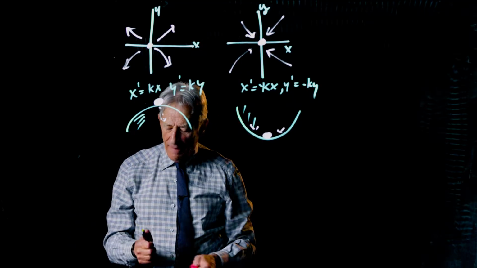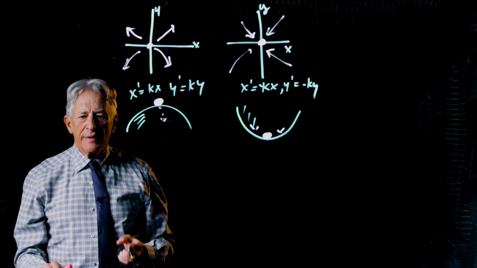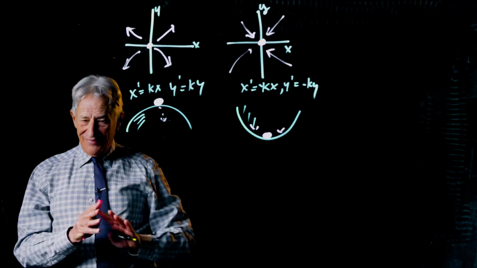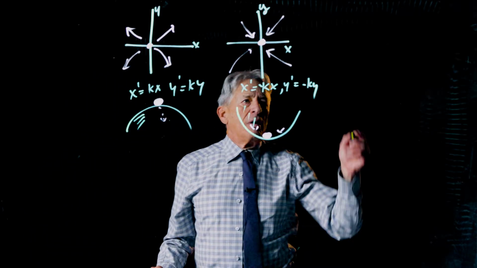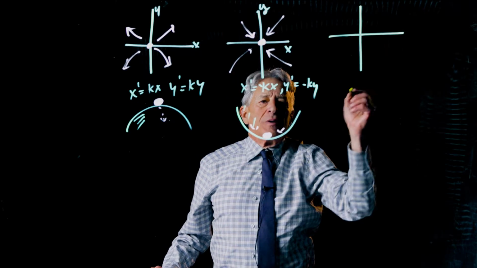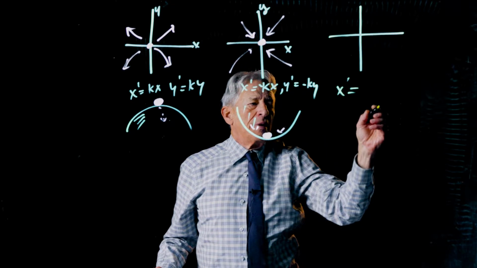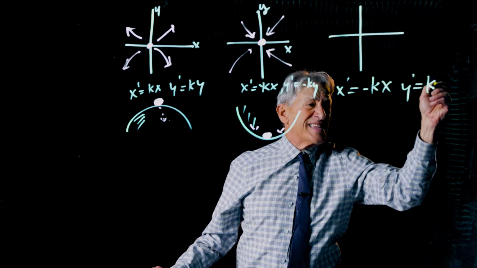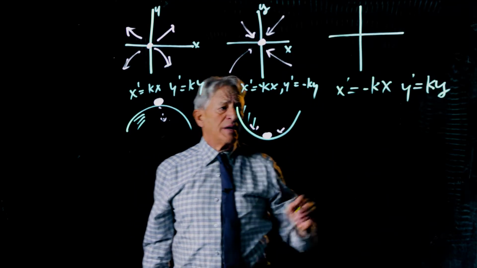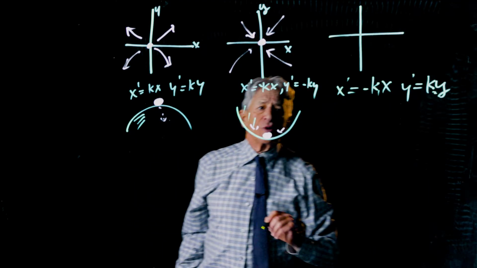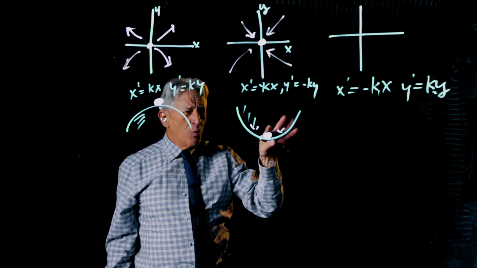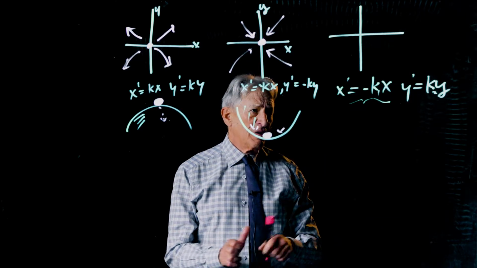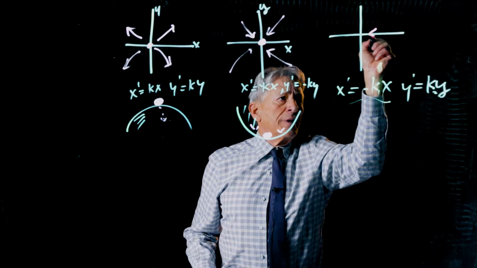So those are 2. Those are pretty trivial. Here's a really, really interesting and important one that we have not seen before. And I want to think about now x prime equals minus kx, y prime equals plus ky. And again, this can be k1 and k2 if you wish. Now, what is this? Well, in the x direction, it's a stable equilibrium point.